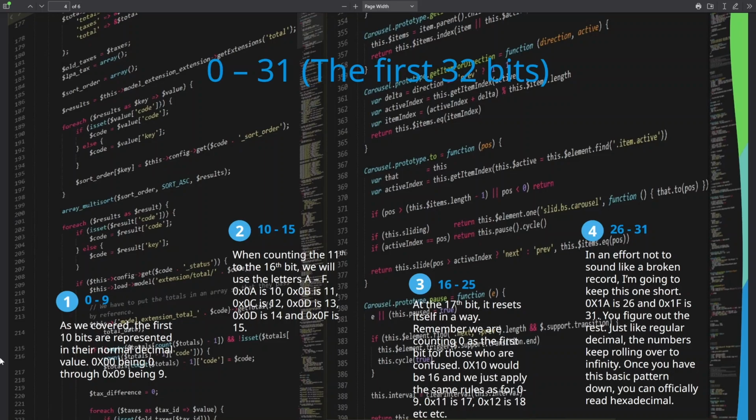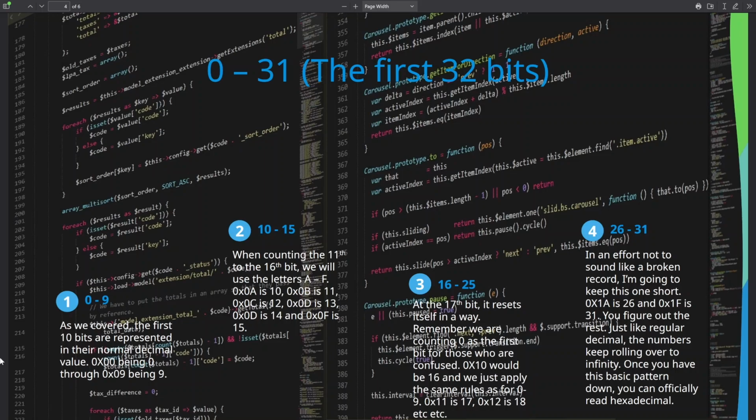16 through 25. At the 17th value, it resets itself in a way. Remember, we are counting 0 as the first value for those who are confused. So 0x10 would be 16. And we just apply the same rules as for 0 to 9. 0x11 is 17. 0x12 is 18, etc., etc.